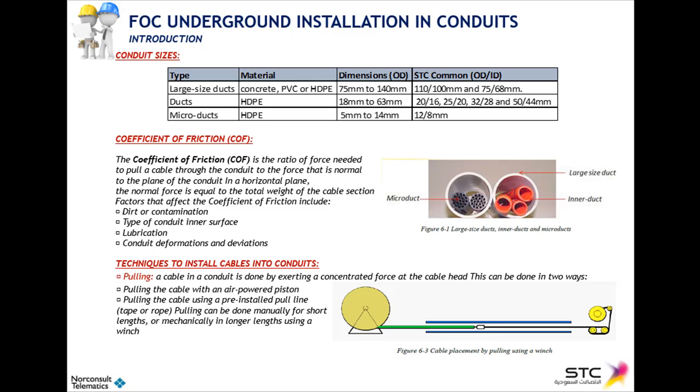In most cases, worldwide as well as here in STC, we use the second method, pulling the cable using a pre-installed pulling line. So this is the pulling cord or pulling line that is pre-installed in the duct, and then we tie up the cable head to this pulling line and we pull from the other end to install the cable. But you need to know that there is a second method, the air-powered piston, helping the installation by insufflating air inside the duct.